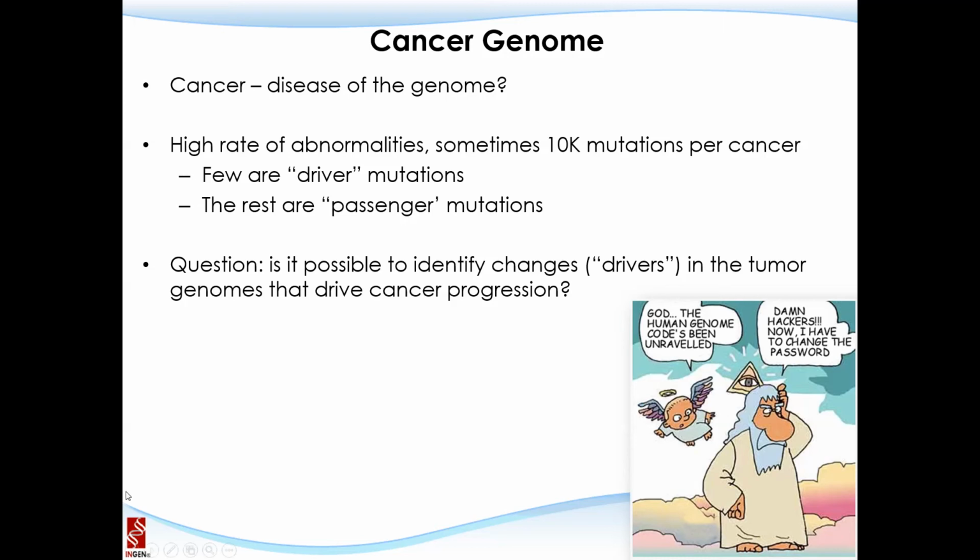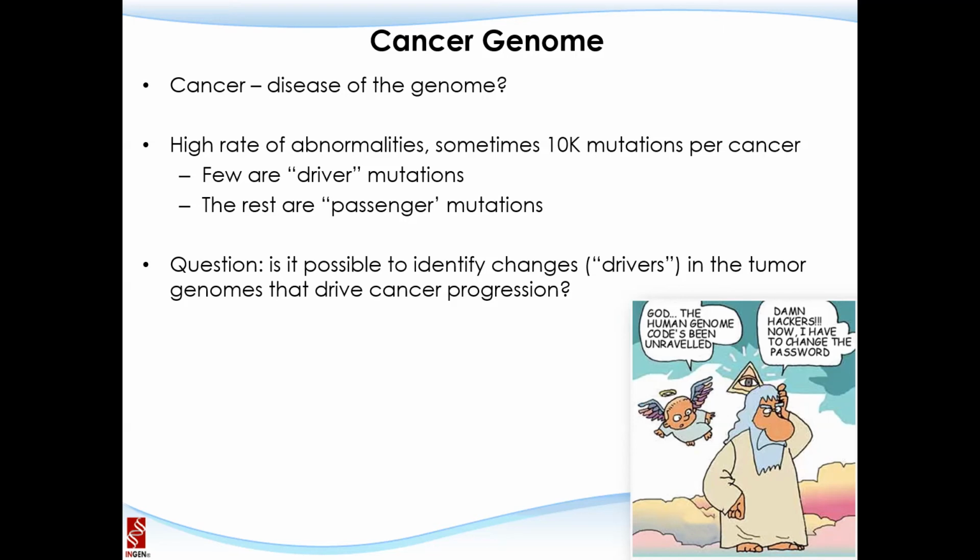right? So this is a cartoon: the human genome code has been unraveled, and God says, "Damn those hackers, now I have to change the password." This is exactly what happens in the cancer genome scenario. The real thing we want to identify are those drivers. But the problem is there are so many passengers. They are the password from God. So we don't know who is driver and who is passenger if you have so many passengers.